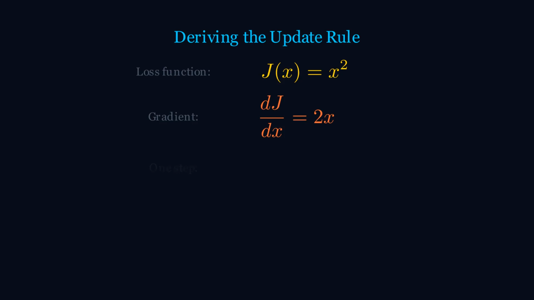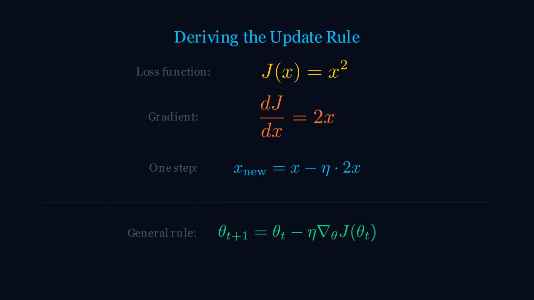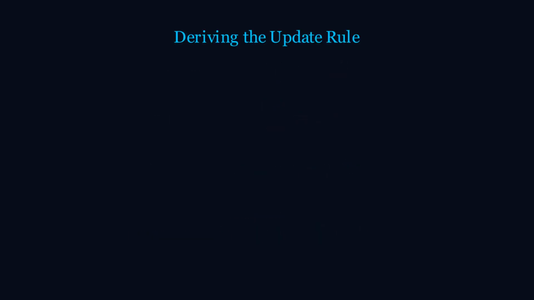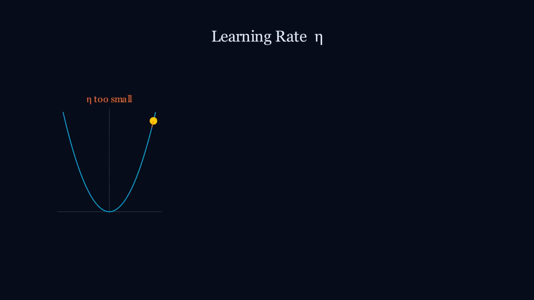In the general case, any loss function, any parameter vector, the rule becomes theta new equals theta old minus eta times the gradient of J with respect to theta. This equation is the engine of all modern machine learning, from the simplest linear regression to the largest language models ever built. The learning rate eta controls how large each step is, and choosing it correctly is critical.